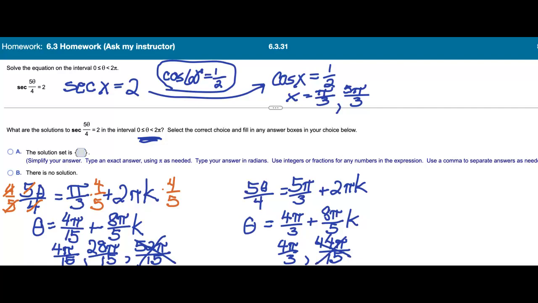So my answers for this problem are 4 pi over 15, 28 pi over 15, and 4 pi over 3. Those are my three solutions. I hope this helps.